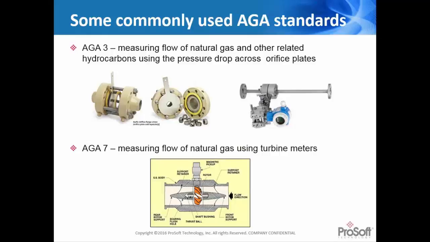AGA7 is a set of equations that describe the flow of natural gas through turbine meters. So this is a different technology. Turbine meters are essentially propellers. So obviously, as more gas flows, you get a greater number of pulses being generated by the turbine flow meter.